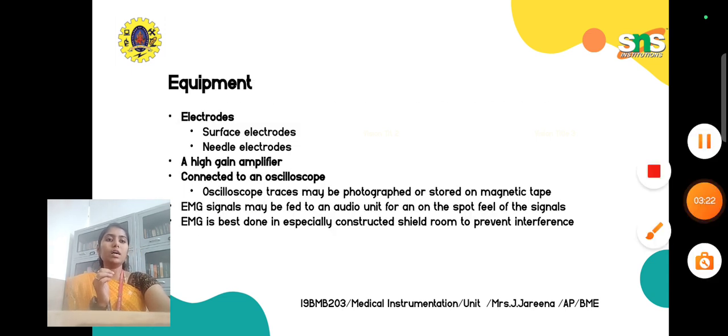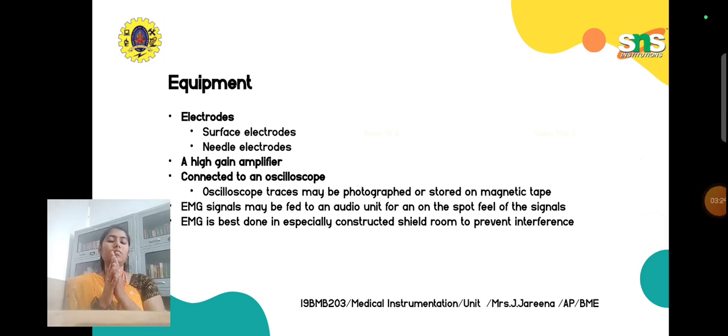Now we will see what equipment is needed, or recommended, when we are measuring EMG. First and foremost is electrodes. Once the stimulus is given, whether externally or by voluntary contraction or voluntary action, the muscle gets excited and produces an action potential. Now we have to capture that action potential, and only then can we do further analysis. For capturing that action potential, one particular component that is very much needed is electrodes.